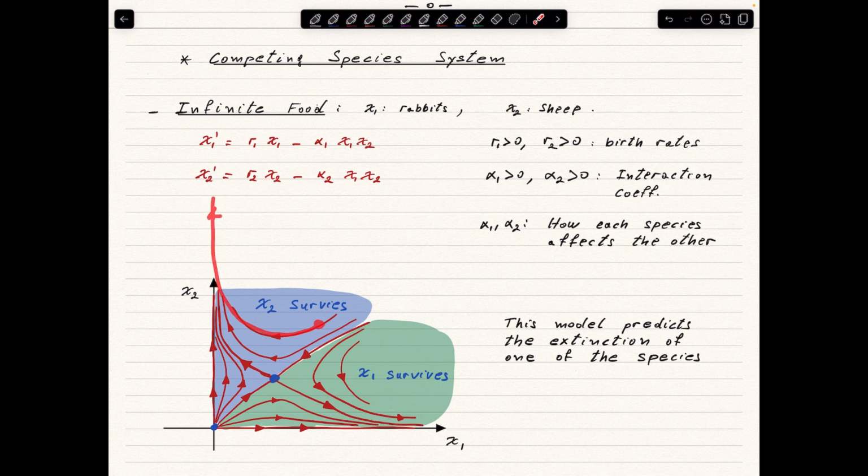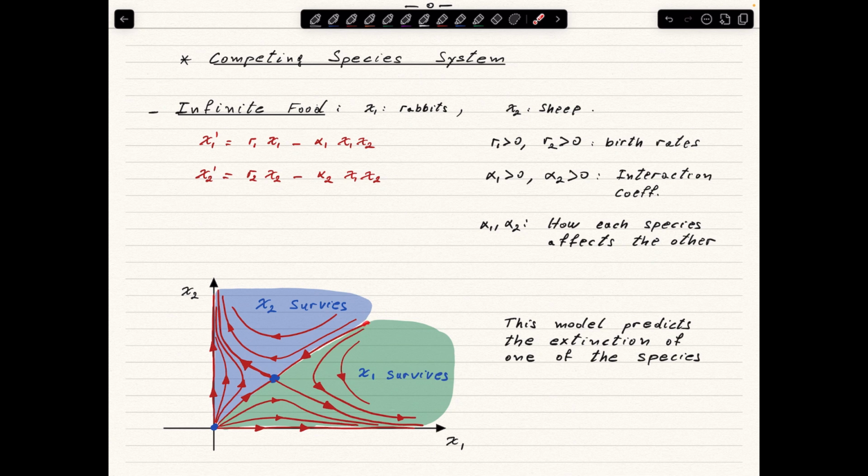And then we see that the population of rabbit is going to go to 0, and the population of sheep is going to go to infinity. So in this case, the population of sheep is going to survive, and rabbits go extinct. So essentially, for any initial data in this region, only x2, the sheep, survives, and for initial data in this region, only x1, which is rabbit, survives.